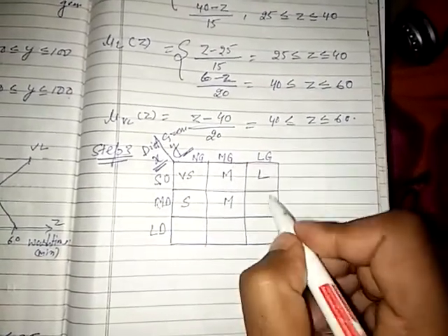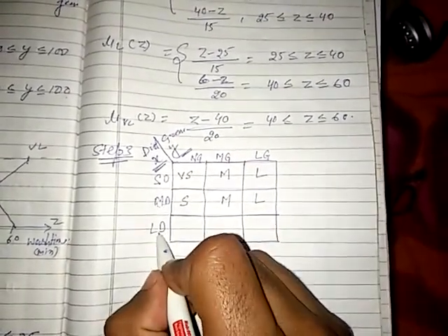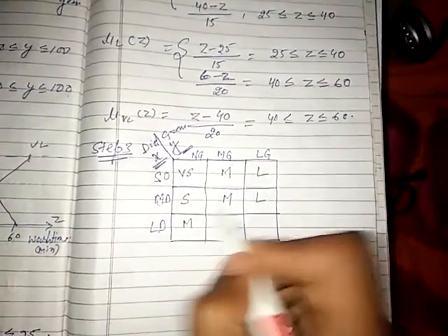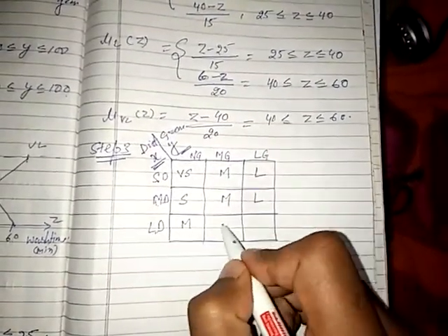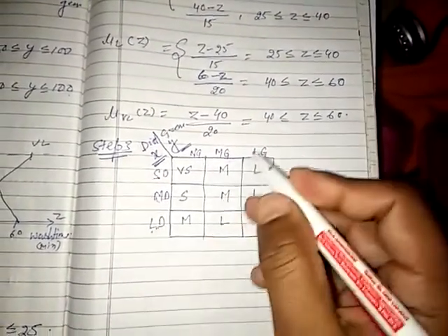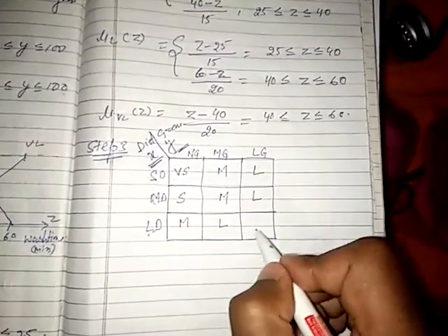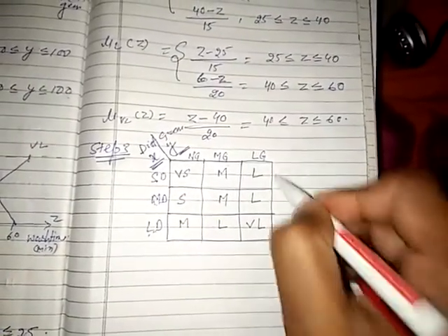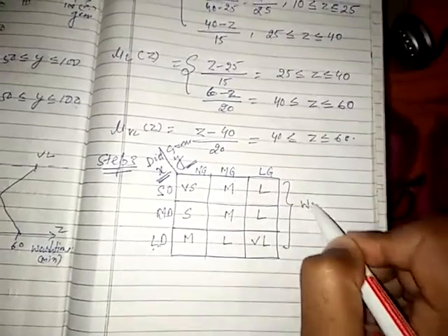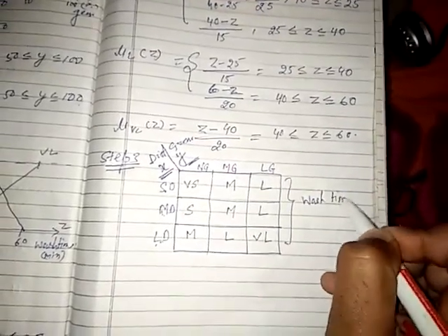Medium dirt and large grease, it takes large time. Large dirt and no grease, it takes medium time. Large dirt and medium grease, it takes large time. Large dirt and large grease, it takes very large time. These are the wash times.